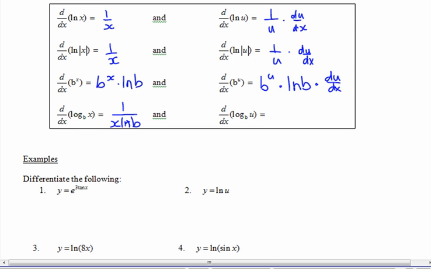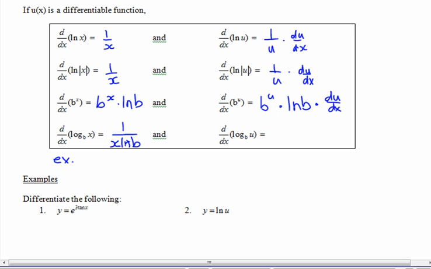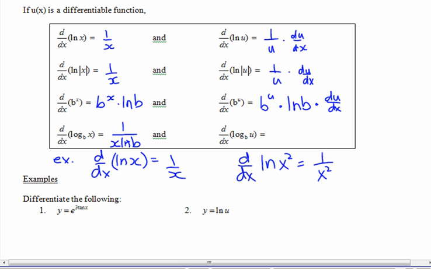So a difference would be, for example, if I derived an x, it would just literally be natural log of x. Find the derivative of natural log, which is 1 over x. One with a u would look like: find the derivative of natural log of x squared. Okay, so that would become 1 over x squared, because 1 over our inside, times the derivative of the inside, 2x.